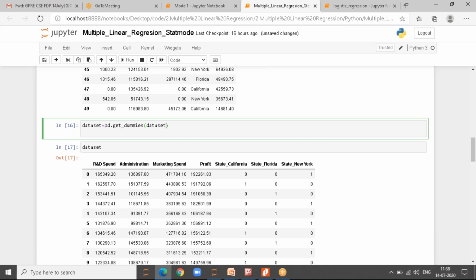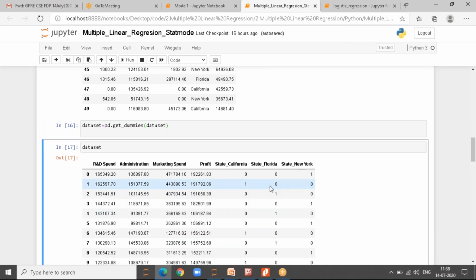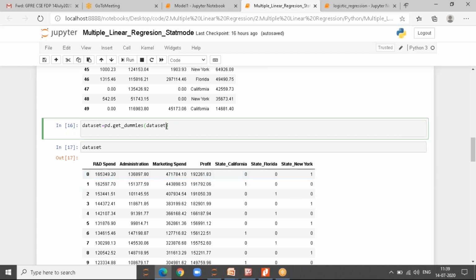But why do I go for drop_first as true? The reason behind this is, for example, if you see this particular case 0 0, if Florida and New York are 0 0, it indirectly concludes that it is California. It is indirectly included. So whenever I get 0, the other thing definitely becomes 1. So I don't need to mention it explicitly for this one. For that, I can make use of this parameter, drop_first equals true.